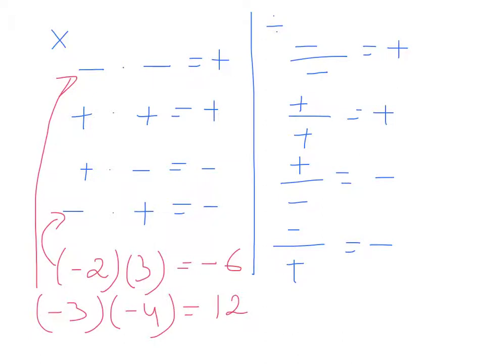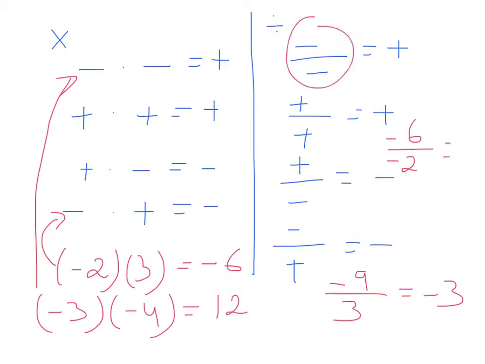The same for division. Let's suppose we have -9 over 3. Negative over positive is negative, so there will be negative 3. And let's suppose we have negative 6 over negative 2. Now negative over negative is positive, so we're going to use this one here, and that will be 3.